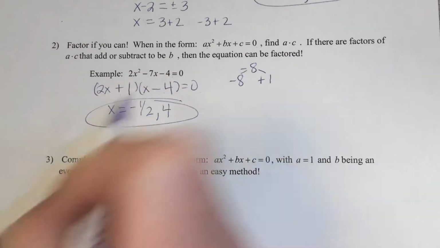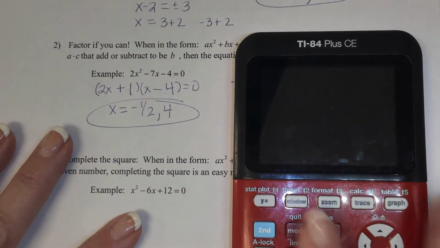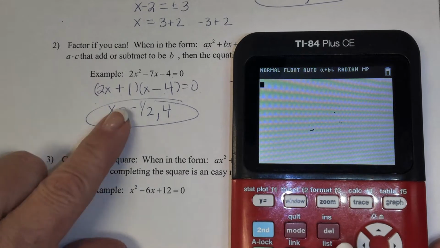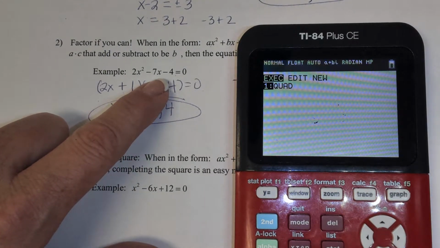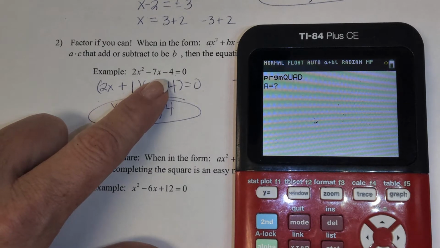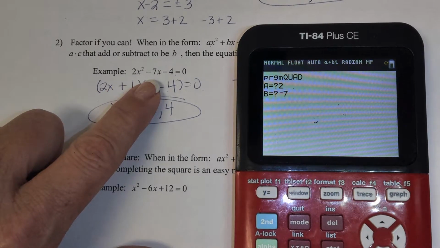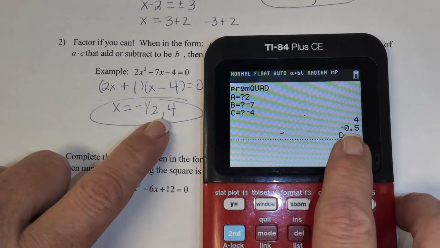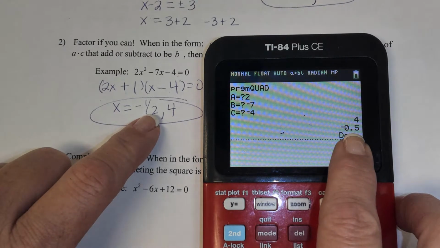4. Now, the nice thing is, remember how we programmed our quadratic formula. Let's say that we got a little confused on that one, and we want to make sure we did it right. Well, I can go to my program. What's my a value? 2. What's my b value? Negative 7. My c value? Negative 4. And my answers are supposed to be 4 and negative 0.5. And so we did it right, okay?